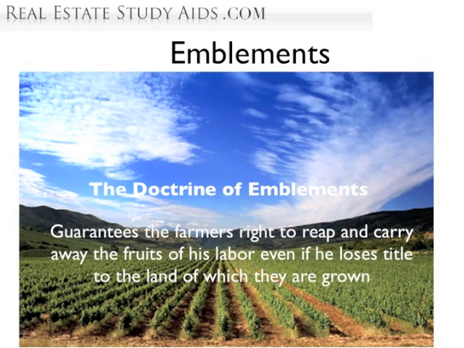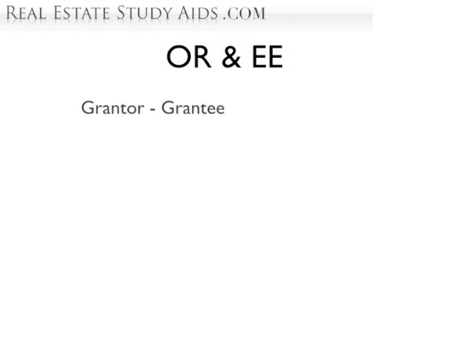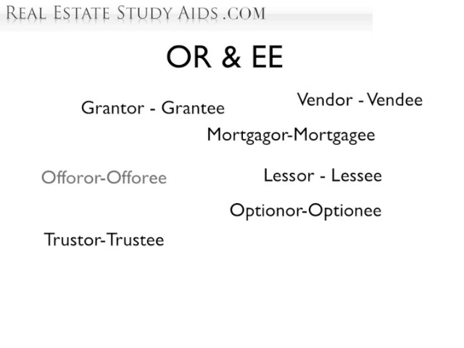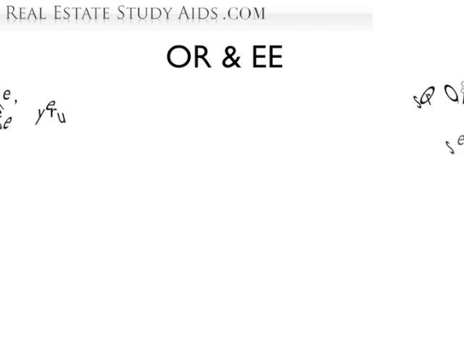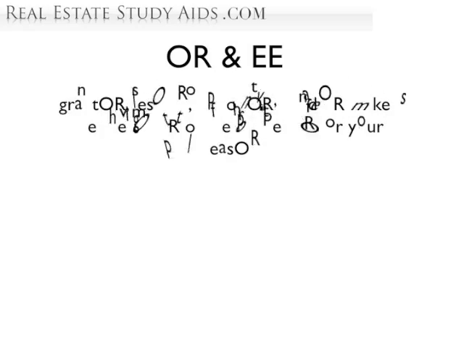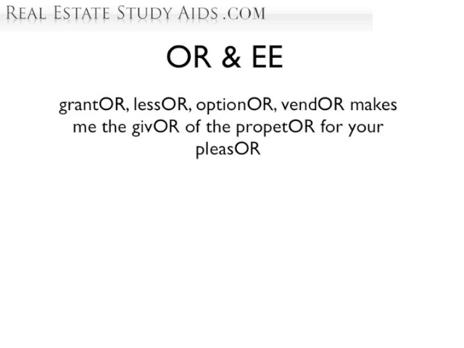Let's talk about the OR/EE rule. You will hear words like grantor, grantee, lessor, lessee, vendor, vendee, optionor, optionee, trustor, trustee, mortgagor, mortgagee, offeror, offeree, and the list can go on. The gist of it is the OR is the giver and the EE receives. Say this to yourself over and over again.